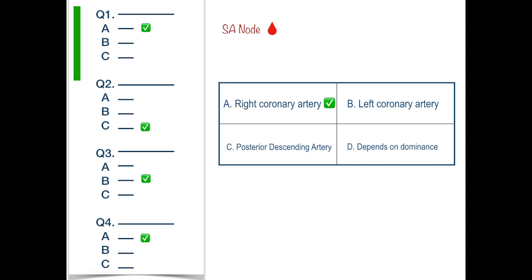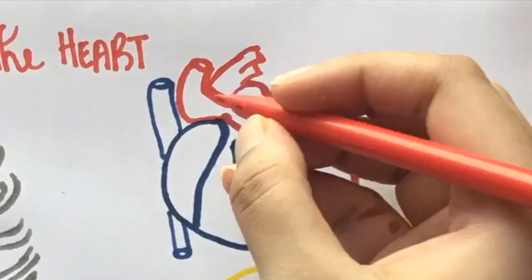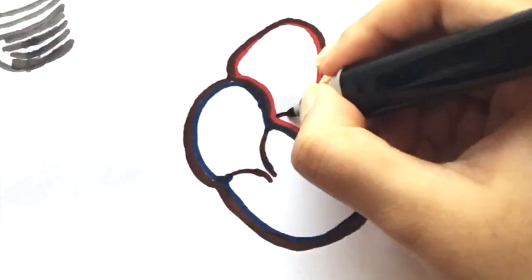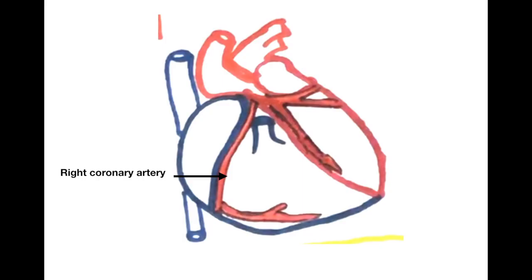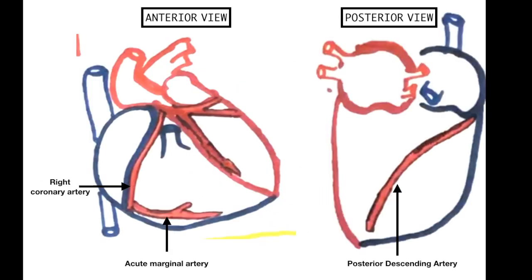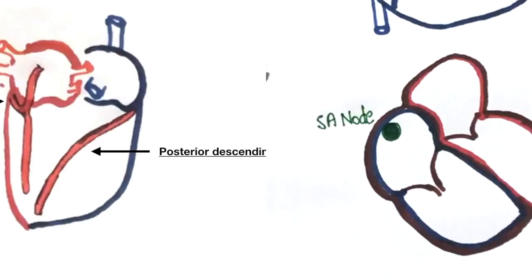The coronary artery is the one that supplies blood to the heart. It branches into the right and left coronary arteries. The sinoatrial node is located in the right atrium and receives blood from the right coronary artery. The RCA gives rise to the acute marginal artery and posterior descending artery. The left coronary artery gives rise to the left circumflex and the left anterior descending artery. The posterior descending artery supplies the AV node.